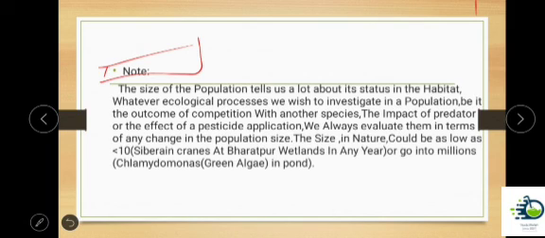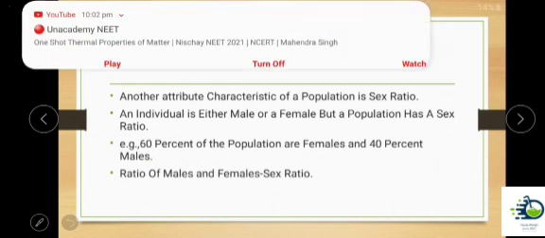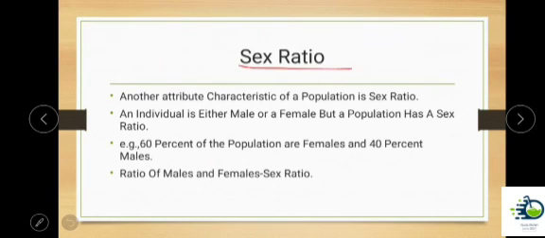The size in nature could be as low as less than 10 Siberian cranes at Bharatpur wetland in any year. It is an example for less than 10, or it may be millions, like Chlamydomonas, a unicellular green alga in ponds. Let us discuss the third attribute.